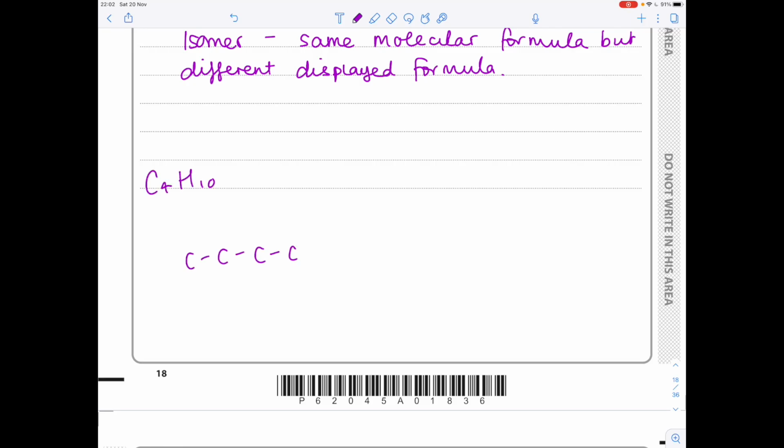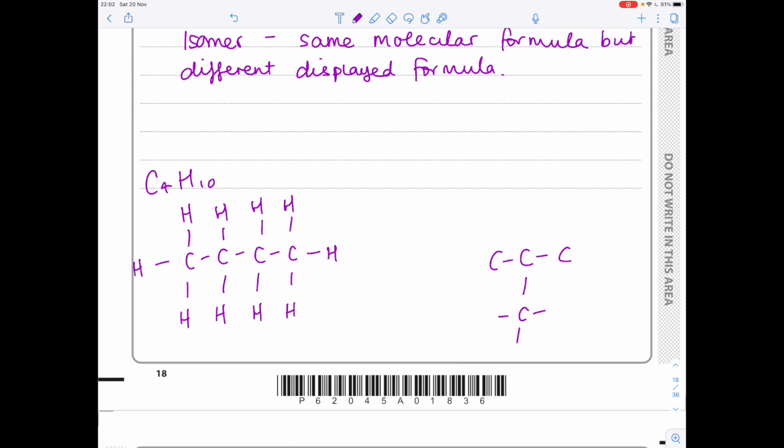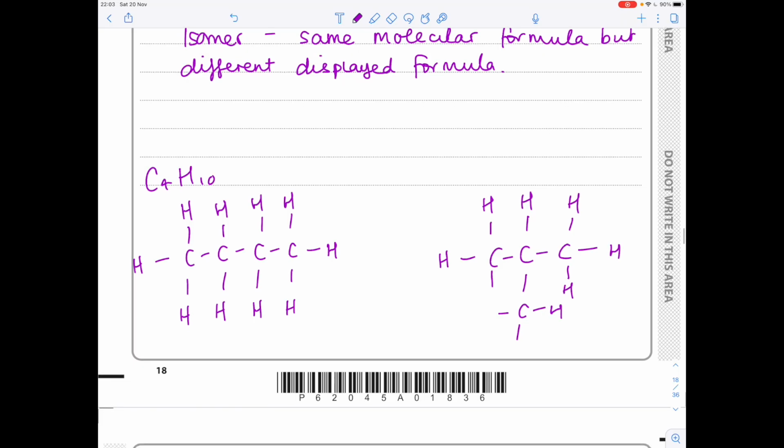So let's get drawing. 1, 2, 3, 4. 1, 2, 3, 4, 5, 6, 7, 8, 9, 10. Amazing. Fill up with hydrogens. To form an isomer, let's just shorten that carbon chain to just 3 and have an individual mini branch coming off. Remember, each carbon atom forms 4 bonds, each hydrogen forms 1 bond, which is why I'm drawing it this way.